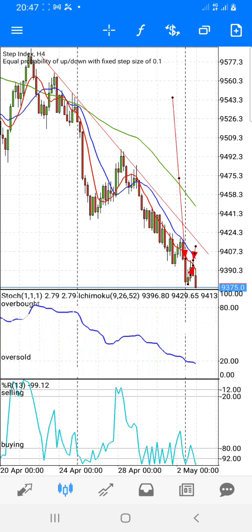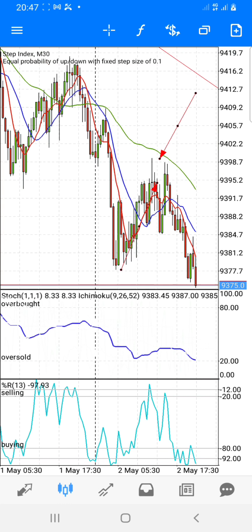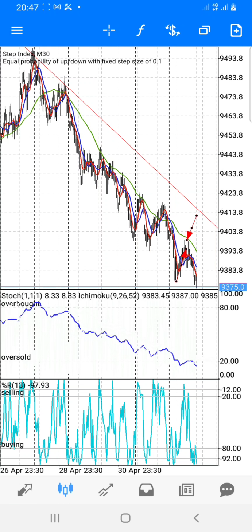Okay, now this is the 4-hour time frame. We've confirmed that it's a selling trend, it's a selling market. Okay, let me take this arrow off. We've confirmed that it's a selling market through this trend line I just drew here. You can see that the price has been trying to return, but it keeps bouncing back, keeps going down and down and down.